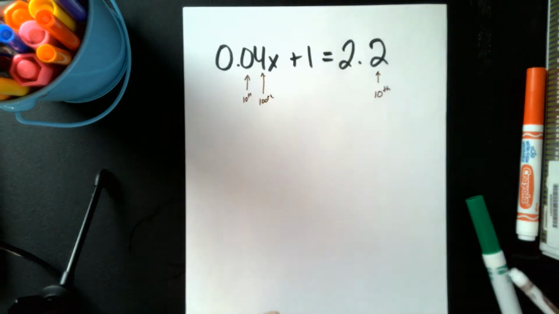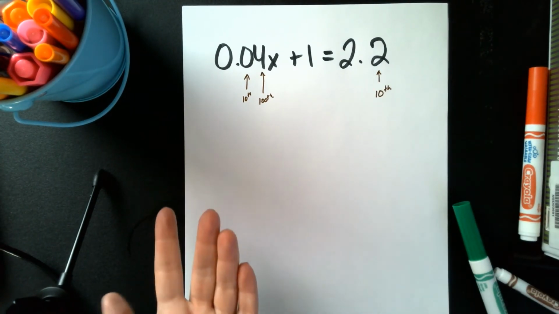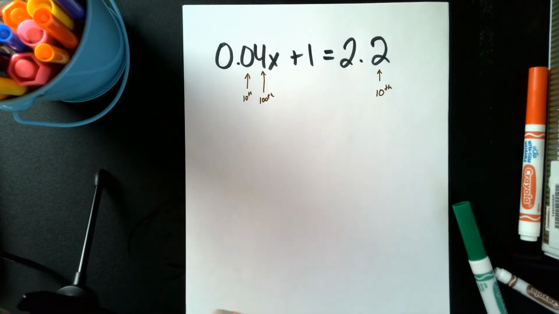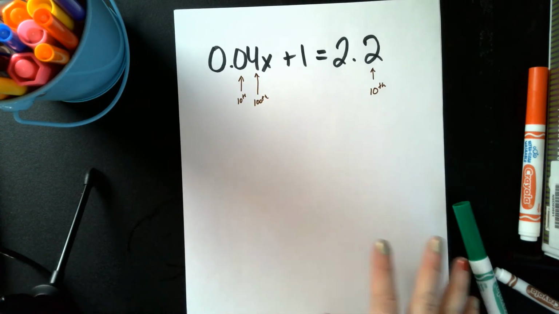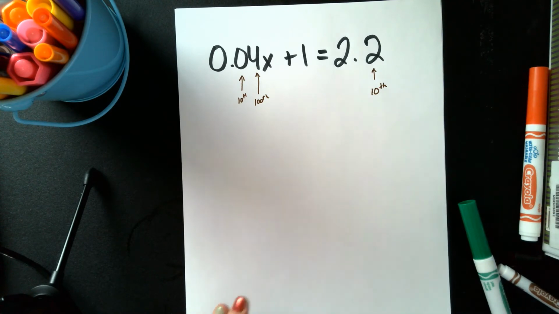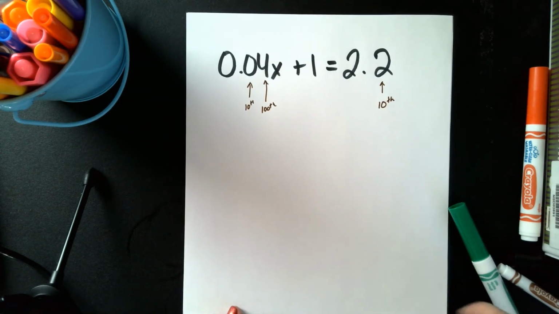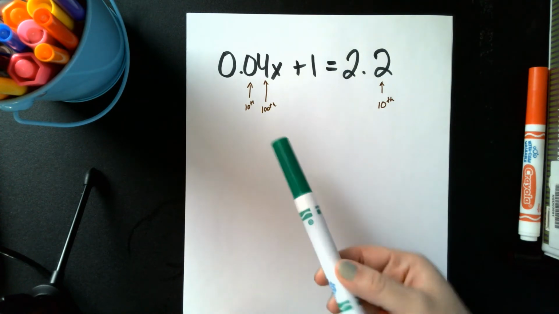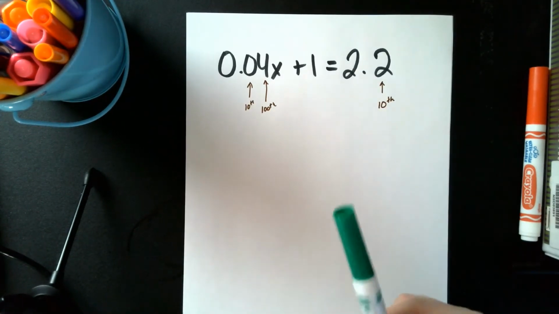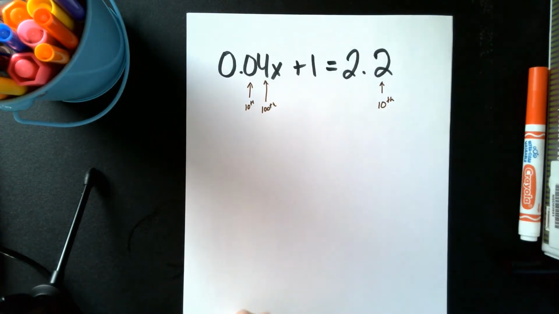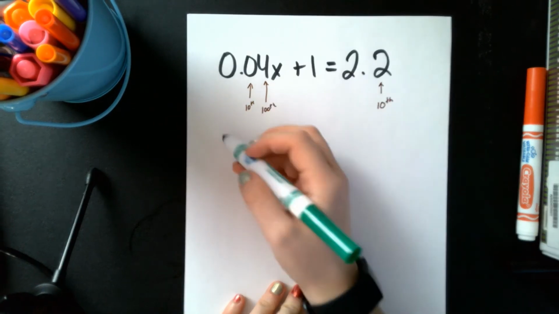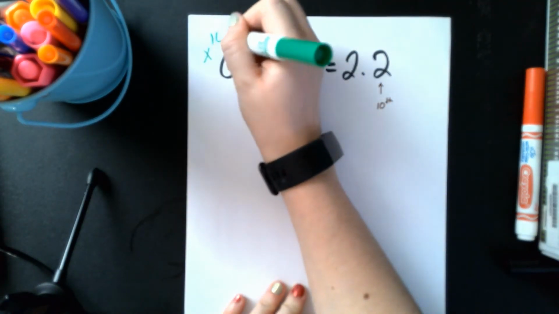Problem is, the rule of equations is what you do to one side, you have to do to the other. If you don't do that, you're going to end up with a lopsided equation that is not algebraically correct anymore. So, if this at minimum needs to be multiplied by 100, then everything gets multiplied by 100, right? So, let's do that. So, we're going to multiply by 100.